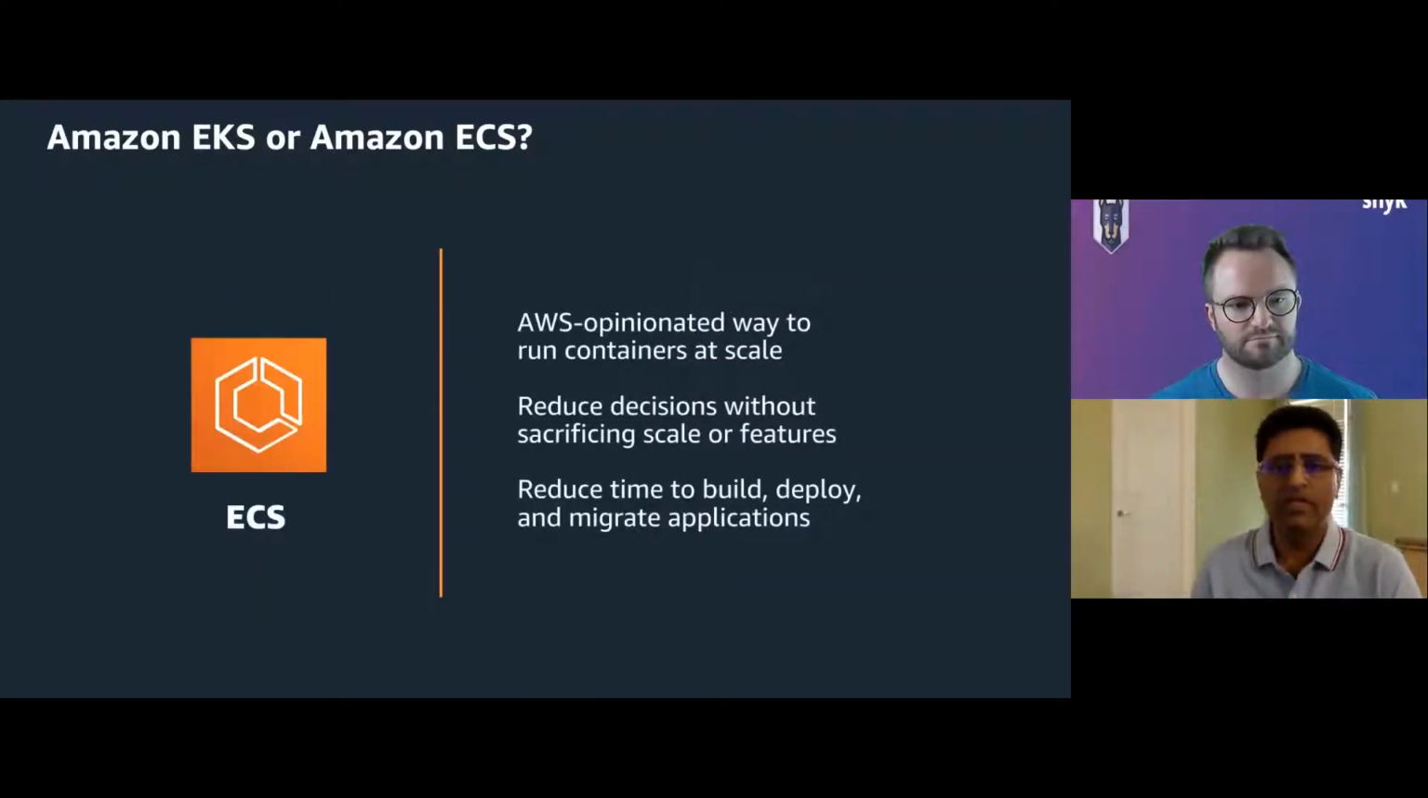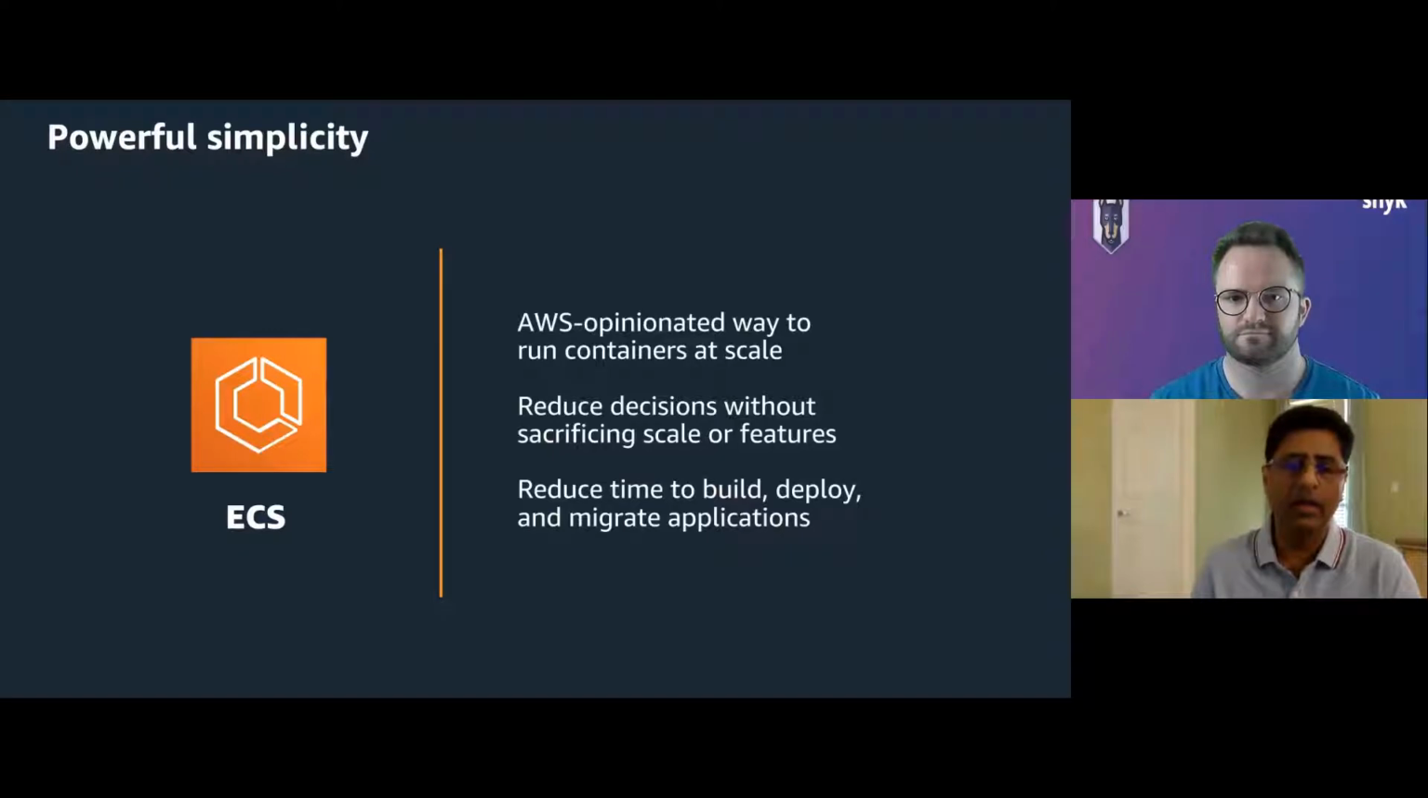Let's start with the first one, ECS. As the heading says, powerful simplicity. What customers tell us they love most about Amazon ECS is the simplicity it provides. Amazon ECS delivers an AWS opinionated solution for running containers at scale. It reduces the time it takes customers to build, deploy, or migrate their containerized applications successfully. Amazon ECS powers a growing number of popular AWS services, trusted by hundreds of thousands of customers. Customers adopting containers at scale, seeking powerful simplicity. As I said, the keyword is simplicity. Should start with Amazon ECS.